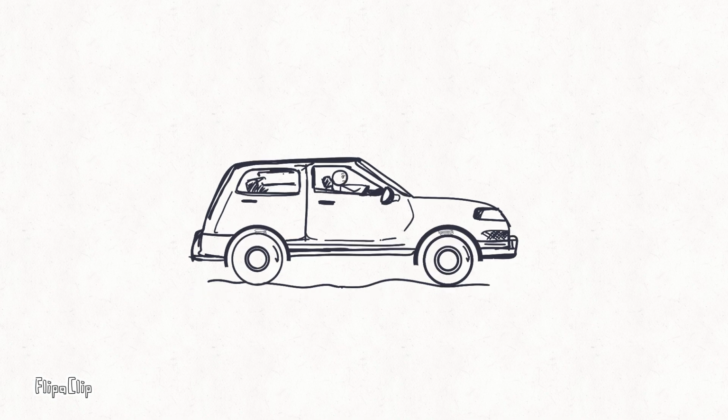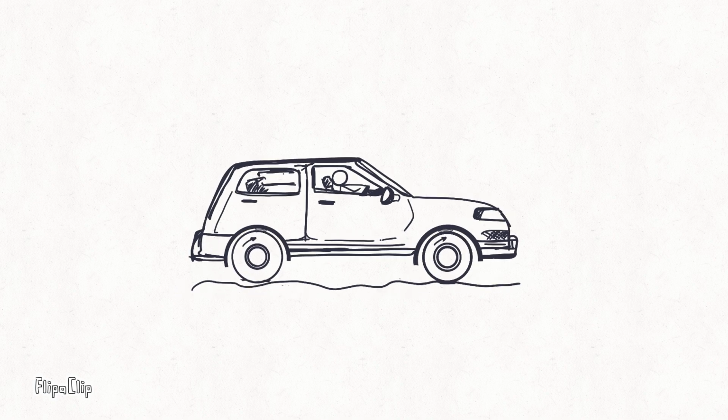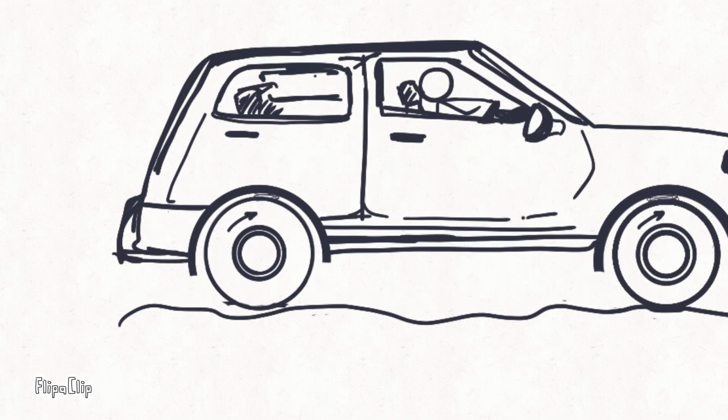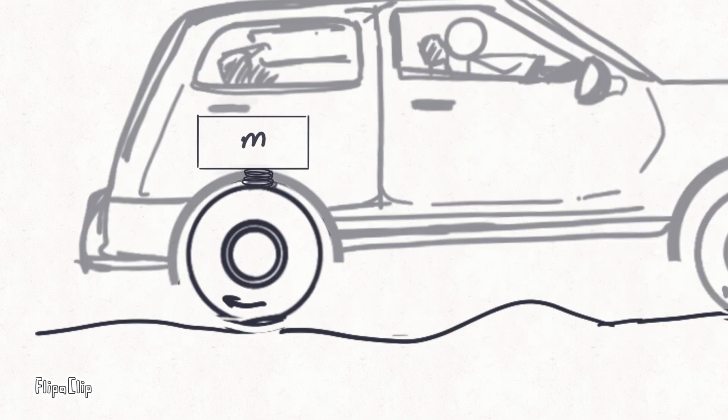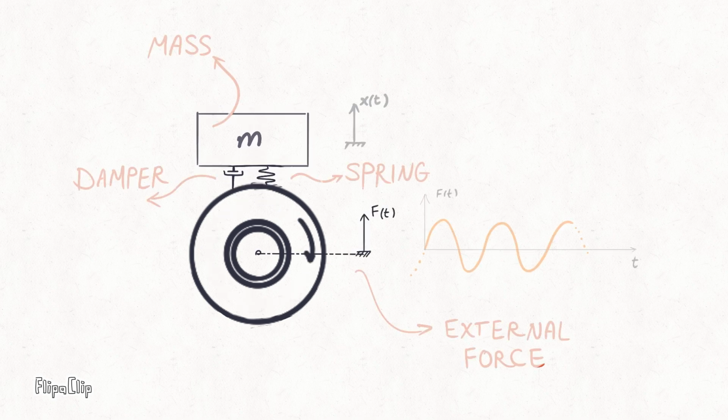Let's start by considering a car moving over a rough terrain. As the car moves, its chassis is connected to the wheels by a suspension system, which responds to the uneven ground below. We can model this system by representing the car as a mass mounted on a spring, and in a more realistic scenario, also include a damper. This setup is an example of a forced vibration in a damped system, which we'll explore later.